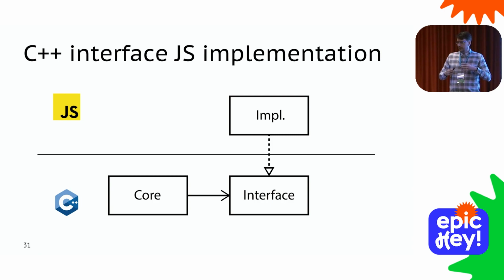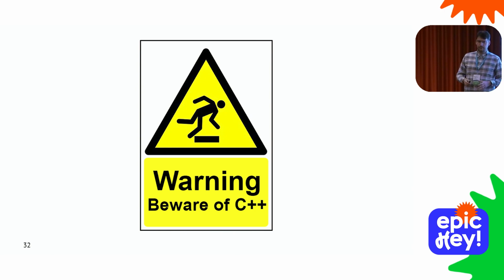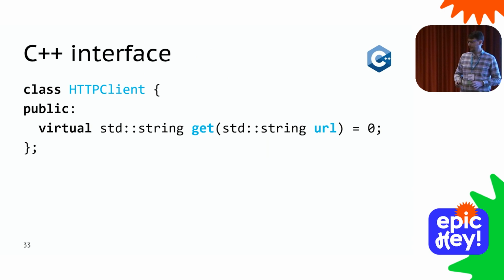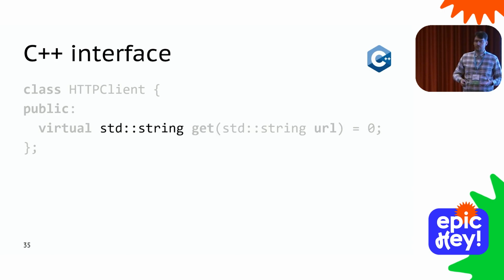So we have a C++ core. It knows about some interface, but the implementation will be in JavaScript. I should warn you, I have C++ on slides, but don't be afraid. We will manage it. So we see some pretty simple HTTP client. It has only a get method, and it gets the address as a string and produces a string with output.